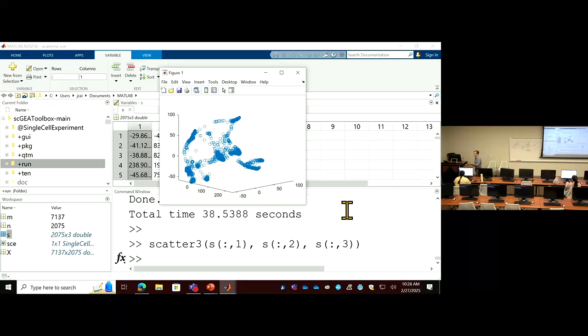Let's see what you get. We should have a very similar figure. Not exactly, but almost the same, right? Yeah. Okay. Good.